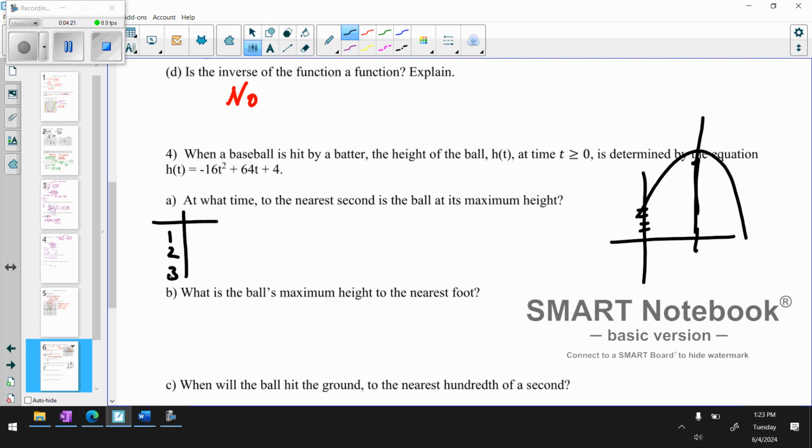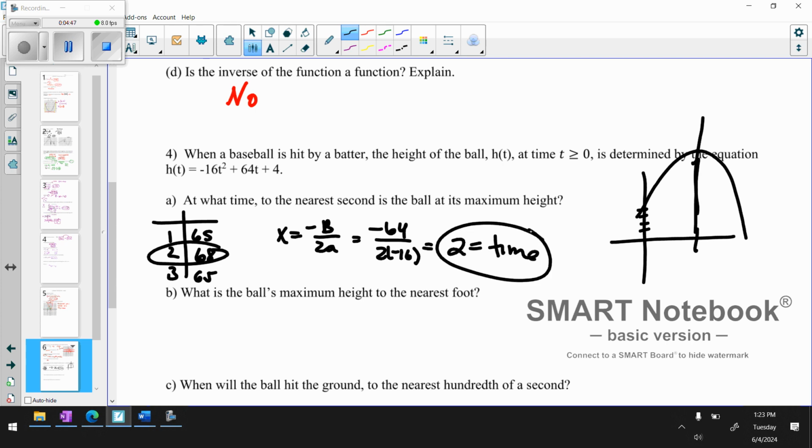At 2, you're going to get 68 feet. And say this one is like 65. I'm just making these numbers up. But this is going to be its highest point. Or here's algebra. x equals negative b over 2a. So I'm going to go negative 64 over 2 times negative 16. And that's going to get me 2. Here's my time when it's at its highest point. What is the baseball's highest point? I then plug 2 in. Right? I evaluate that. I get 68 feet.